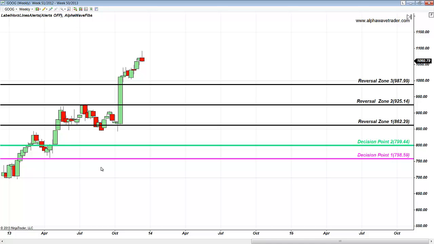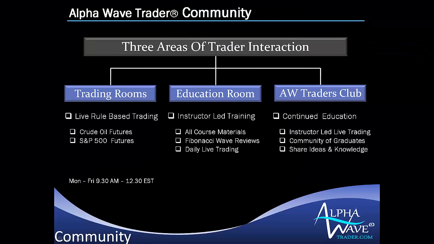Would I touch Google now? Let's take a look. Let's see where Google is on current formation, shall we?